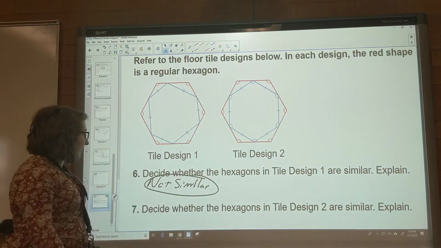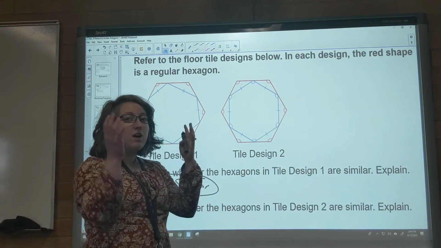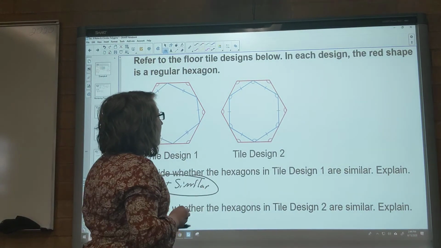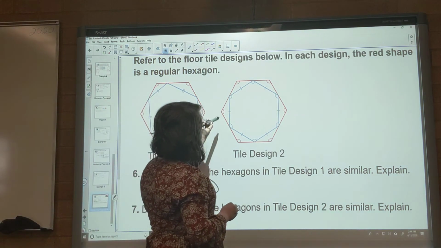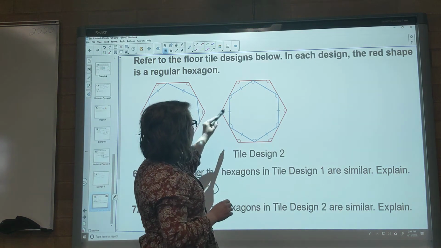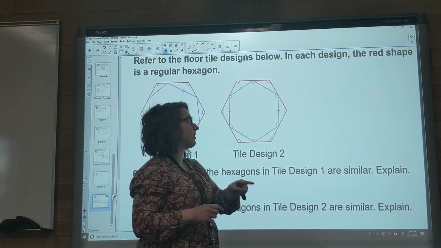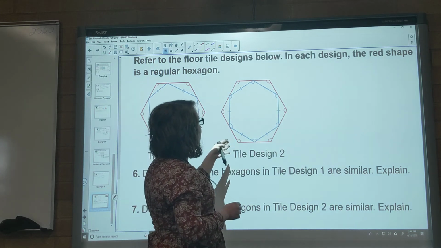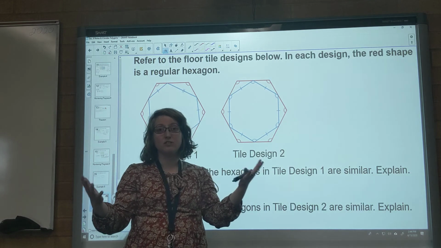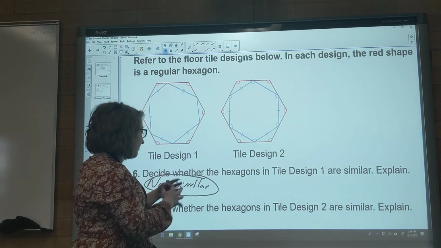Okay, and this one, we're going to decide same thing if tile design 2 is similar. Remember, like Mr. Lee said, all the angles on them have to match up and be exactly the same. So I'm looking at my red shape. I've got one mark for all of the angles. And then if you look on my blue shape, every single angle is marked with just one angle marking. So that means that all the angles totally match up. So we can say that these ones are similar because all of the angles are the same.